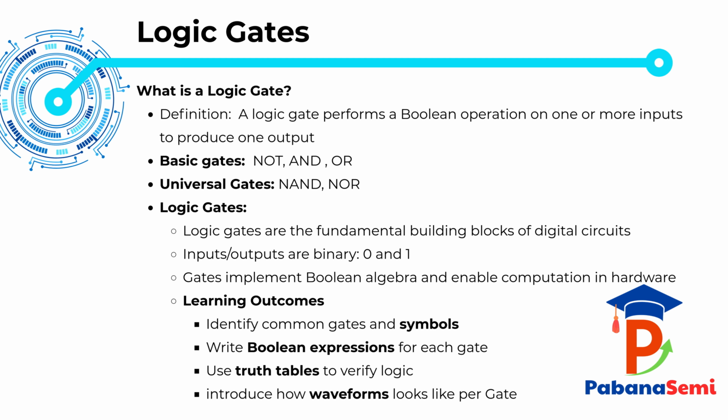By the conclusion of this lesson, you ought to be capable of identifying gate symbols, composing the correct Boolean expressions, and validating their behavior using truth tables. And finally, we will also look at waveforms to understand how each gate behaves over time when inputs change.